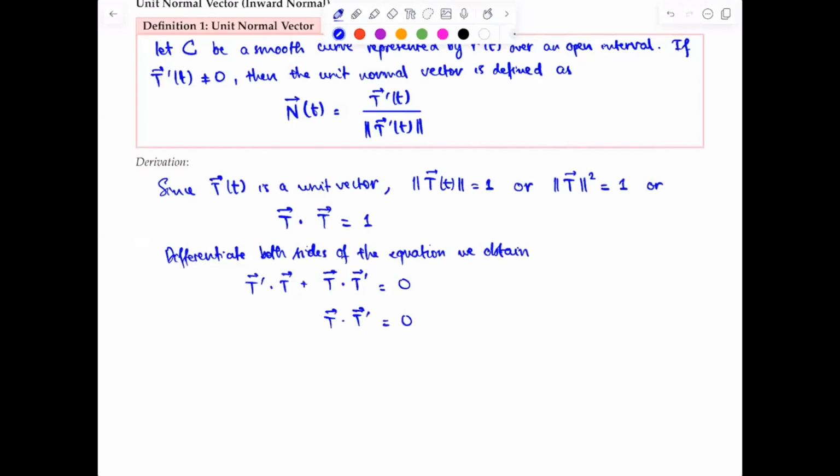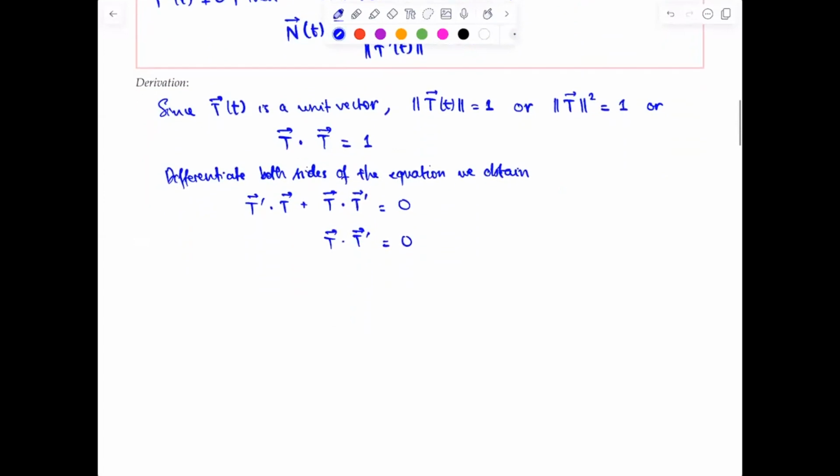Okay, so for the properties of the dot product, right? When two vectors dotted together are equal to 0, that means the two vectors are orthogonal or perpendicular to one another. You're with me on that? Okay, so this particular equation implies that T and T prime are perpendicular or orthogonal to one another. So this implies that T and T prime are orthogonal.